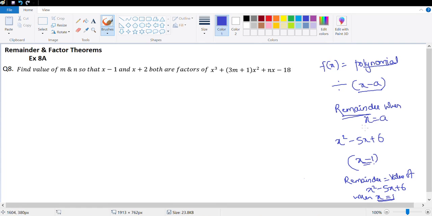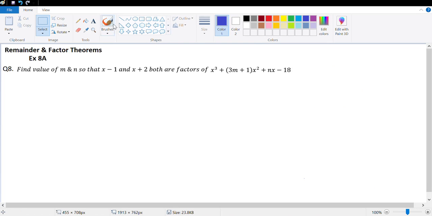Now, what does the factor theorem state? The factor theorem states that when you divide a polynomial by x minus a, and the remainder is 0, then x minus a is a factor of the polynomial, which basically is a part of the remainder theorem. In the factor theorem, the remainder is 0. Good, let's go ahead and look at some questions now.